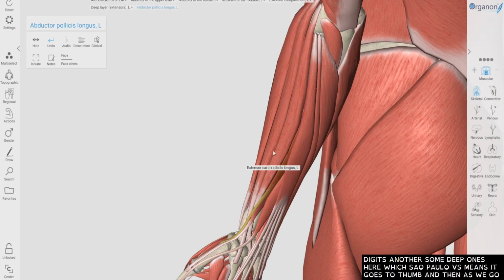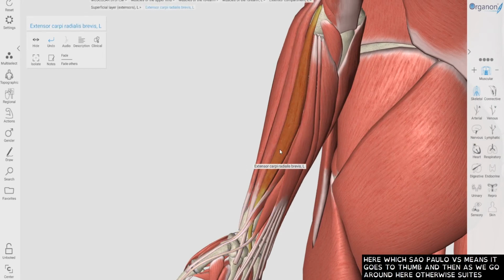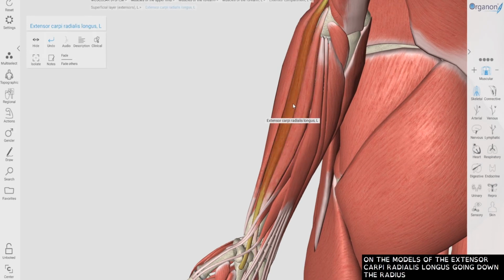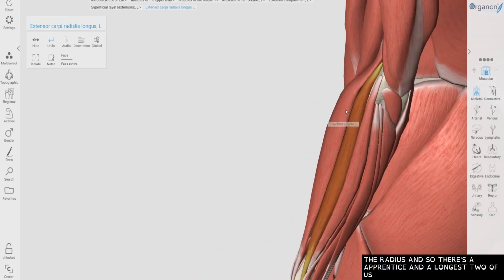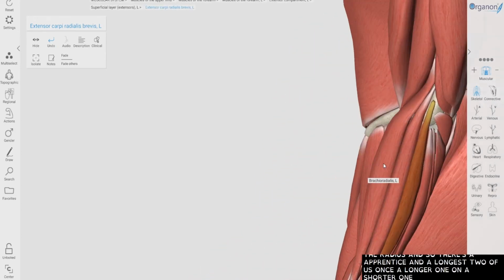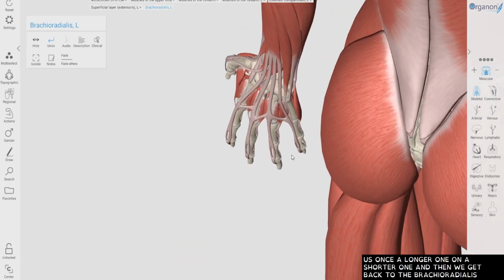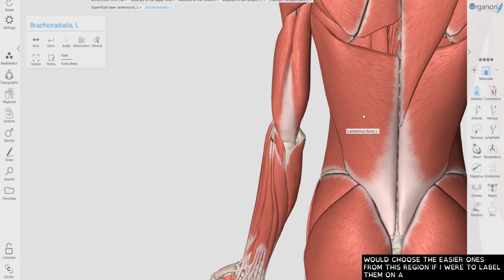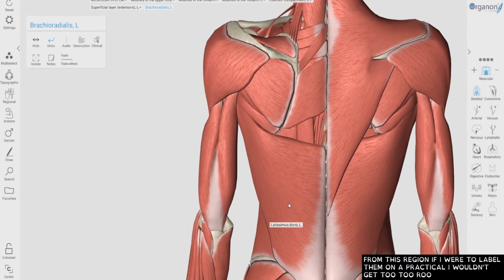And then as we go around here, other ones we'd see on the models are the extensor carpi radialis longus, going down the radius, and so there's a brevis and a longus, two of those. One's a longer one, one's a shorter one, and then we get back to the brachioradialis. So I would choose the easier ones from this region. If I were to label them on a practical, I wouldn't get too rude with that.